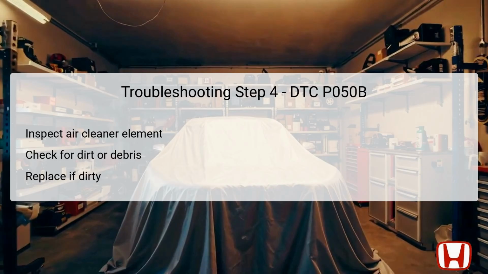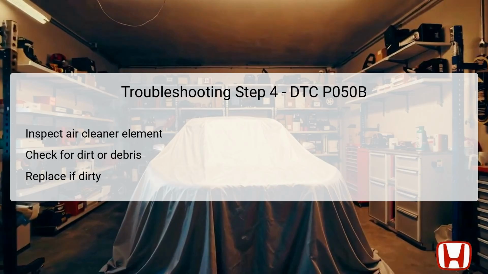The fourth troubleshooting step centers on checking the air cleaner element for any dirt or debris. A clean air cleaner element is crucial for optimal engine function, as it ensures that the engine receives only uncontaminated air for combustion. If this component is identified as dirty, it adversely affects the air-to-fuel ratio, leading to performance issues and potentially triggering the P050B code due to improper ignition timing.